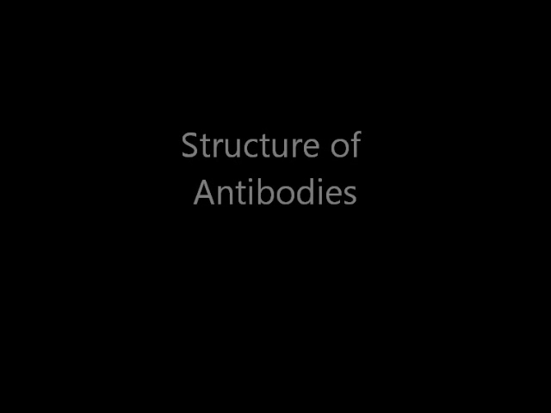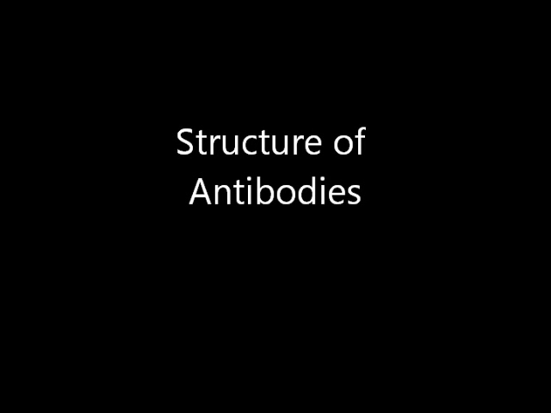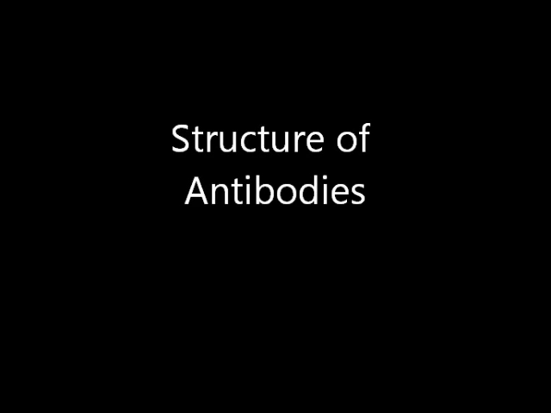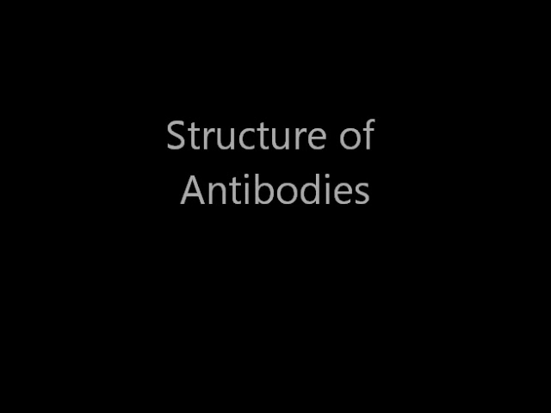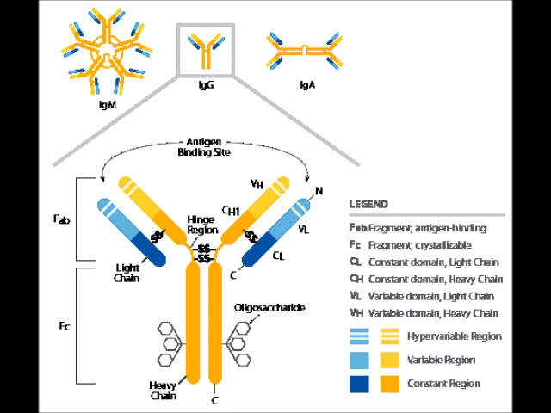Alrighty, this presentation is in response to exam 1C, question number 5 concerning the structure of antibodies and their types. To start off, I'll point out that an antibody is a protein produced by the immune system, specifically produced by plasma cells. Their job is to neutralize pathogens such as bacteria and viruses.